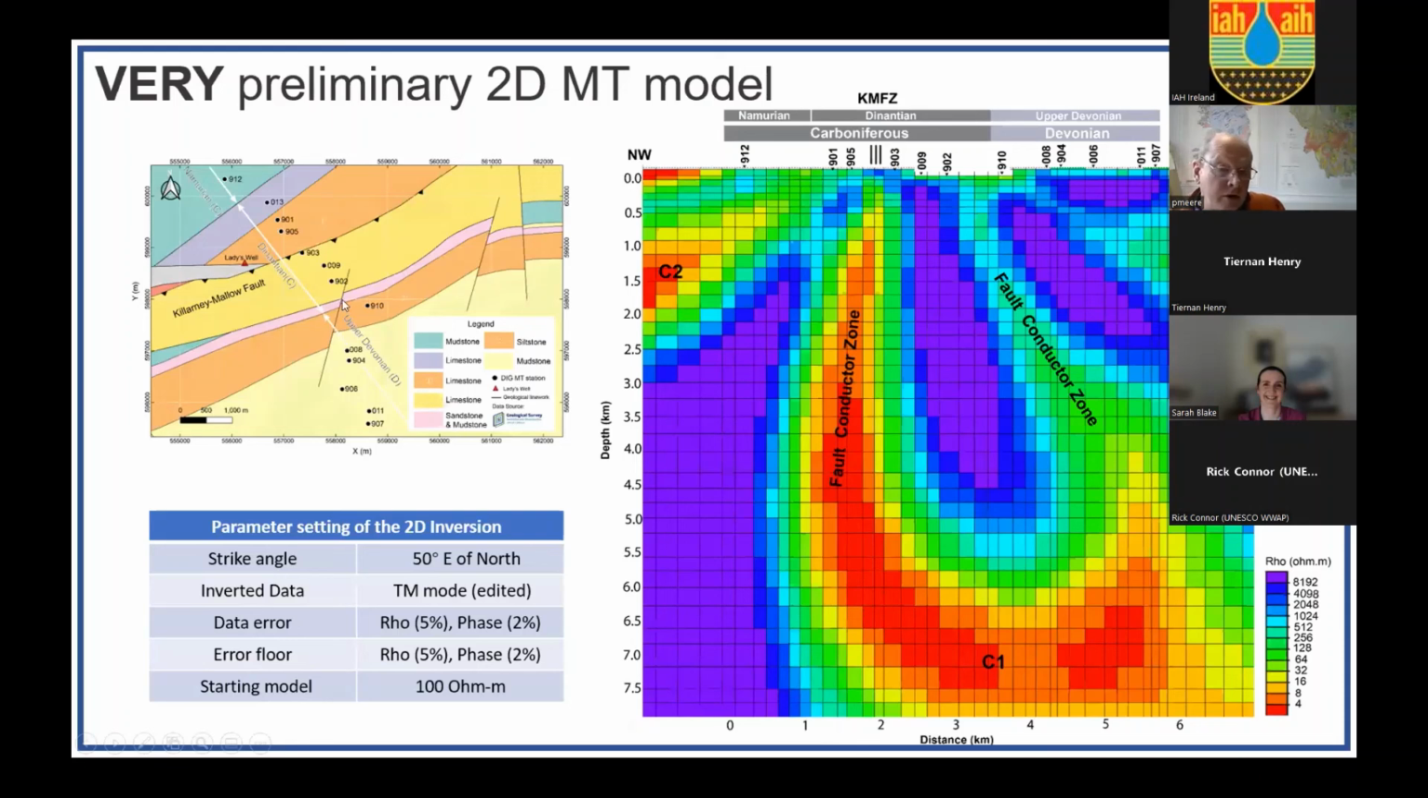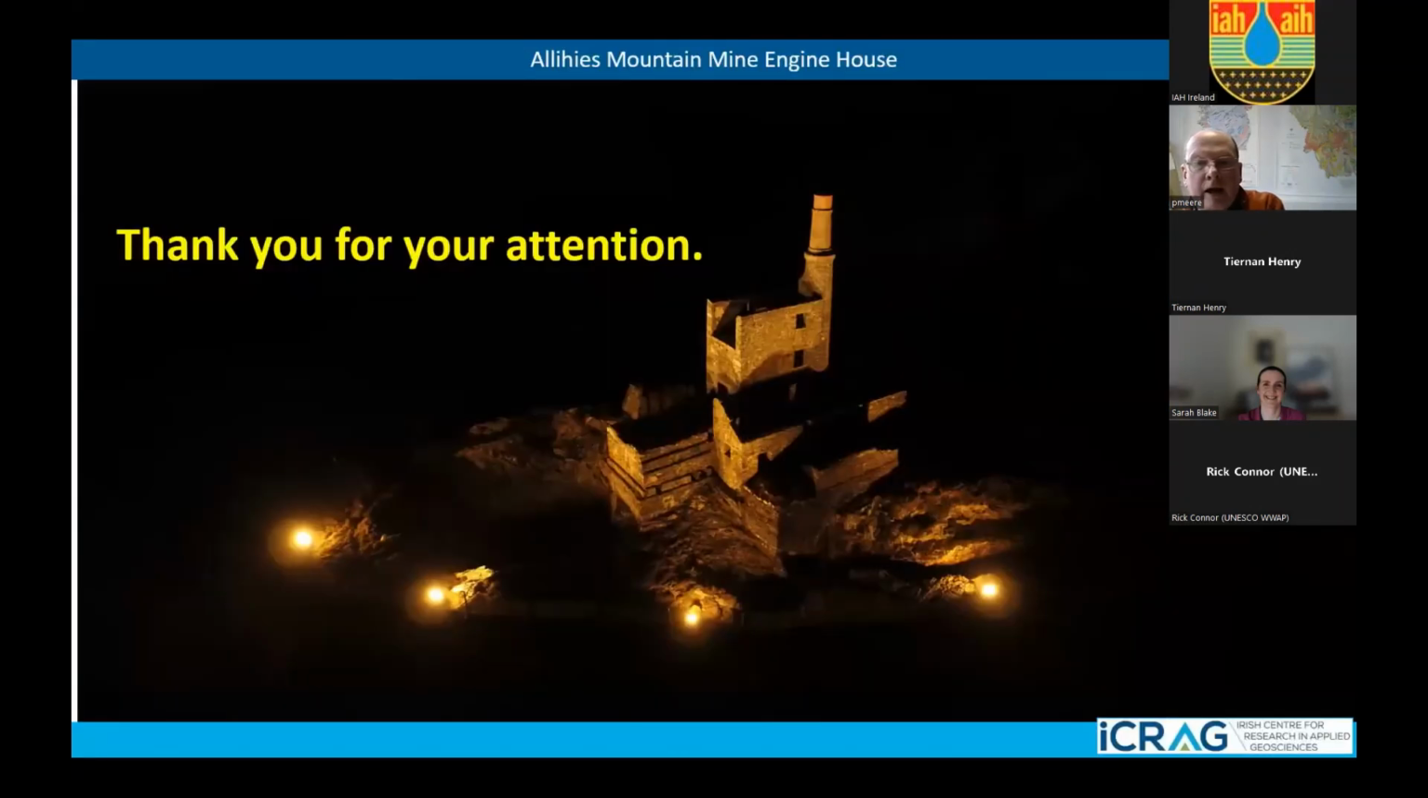This is a minor cross fault, and it's picking that up very nicely in the resistivity. So this is early work. We're literally just starting and we'll be doing the full surveys in the weeks and months ahead. But it's a very nice teaser of what we're going to be doing down in Munster. Okay, I'm going to stop there.